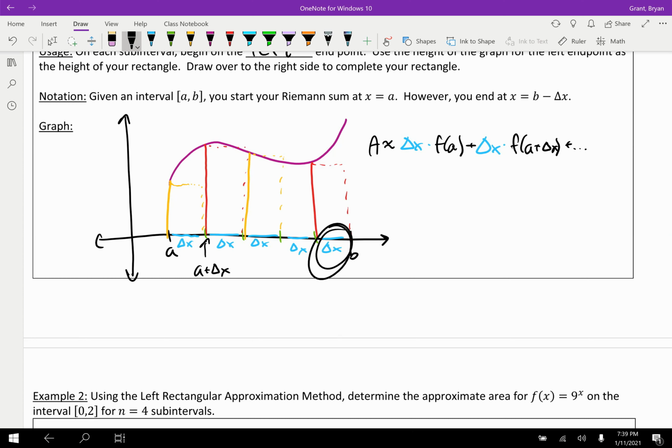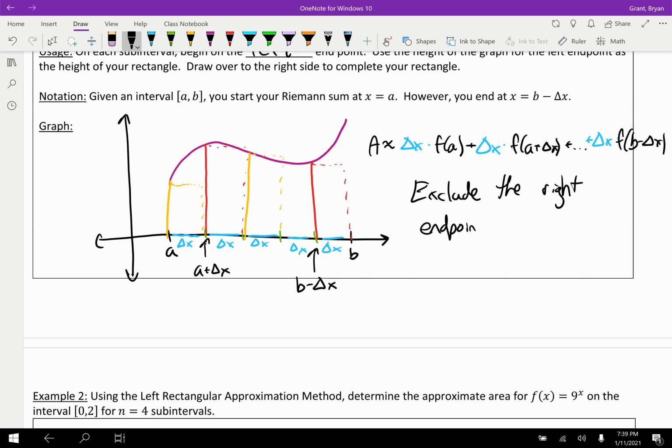Well, the very last x coordinate we need is the start of this interval, so this is going to be not b, but b minus delta x, one smaller. So we end up with our plus delta x times f of b minus delta x. So on a left Riemann sum, we exclude the right endpoint, and in this case, that is b.